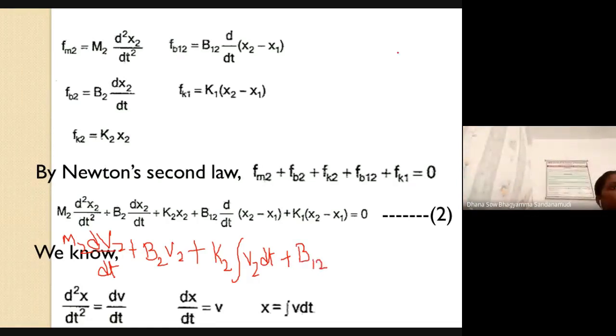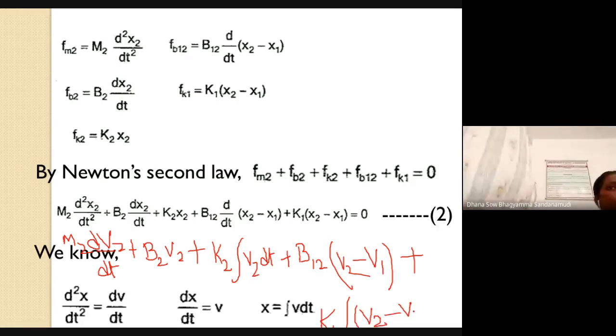B12 d by dt of this means V. So you will get V2 minus V1 plus K1 x, is integral. Okay, so I can take integral common, integral of V2 minus V1 of dt equal to 0.